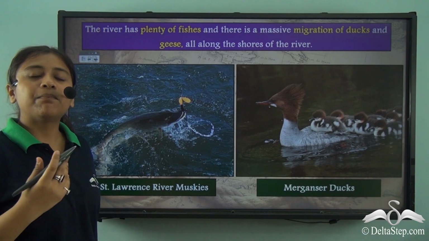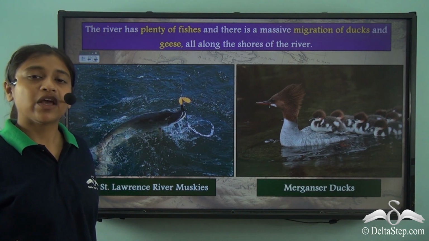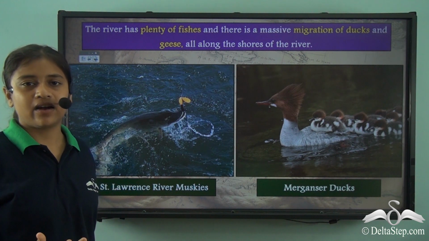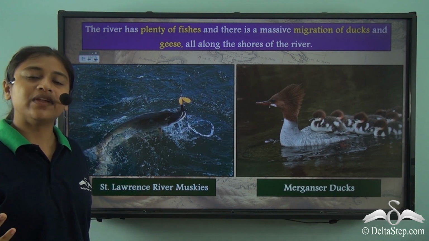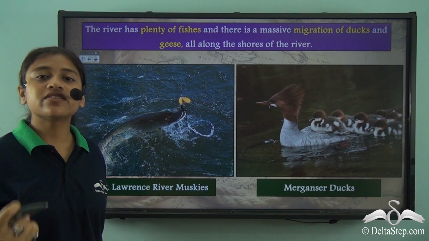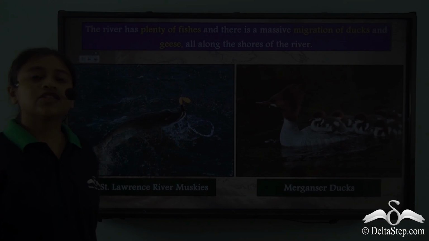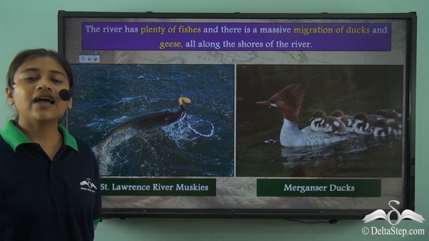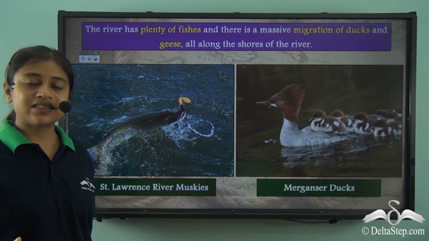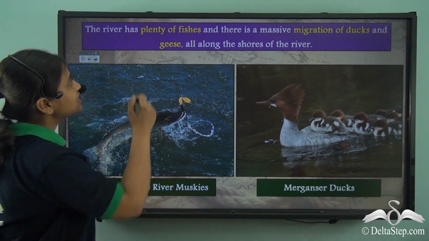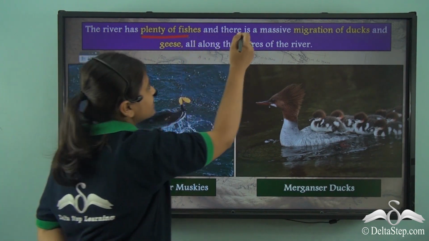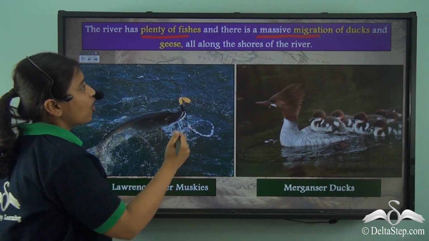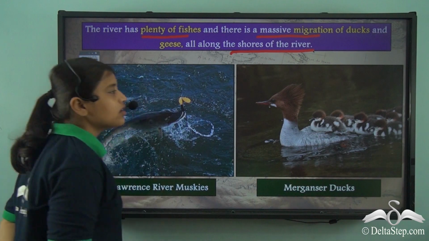Now the river is a part of the St. Lawrence Seaway, which is a project undertaken by the United States of America and Canada. Now this was mostly done to open the agricultural and industrial grounds to international vessels. So it proves to be an important river system for both the countries of Canada and the United States of America. Besides that, the river has plenty of fishes, and there is a massive migration of ducks and geese all along the shores of the river.